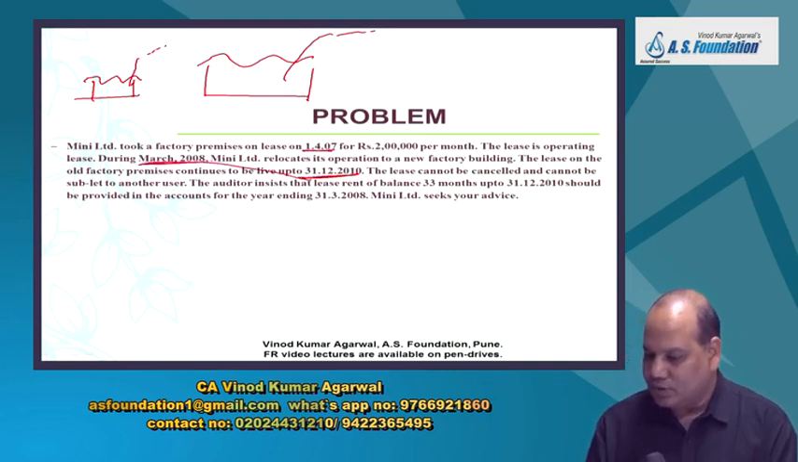2 lakh per month. The lease cannot be cancelled and cannot be sublet to another user. The auditor insists that the lease rent of balance 33 months up to 31/12/10 should be provided in the accounts for the year ending 31st March 2008. Mini Limited seeks your advice. Should they make provision? How much?